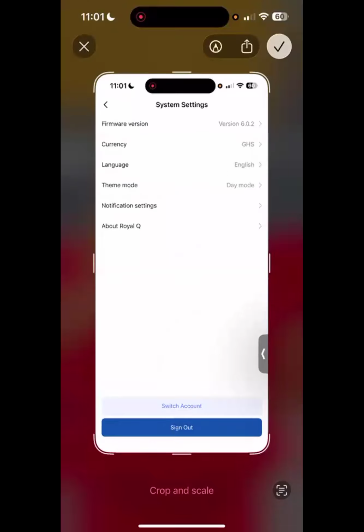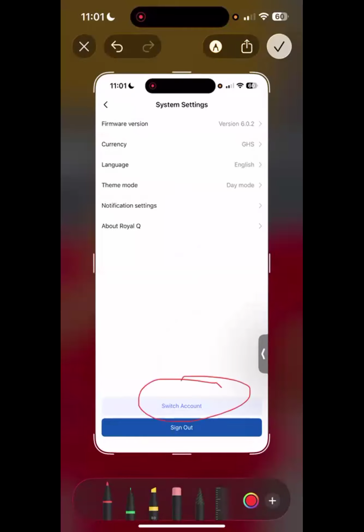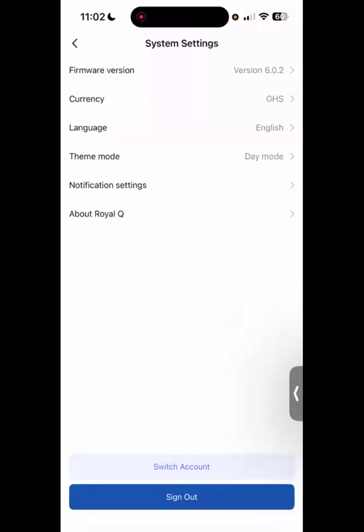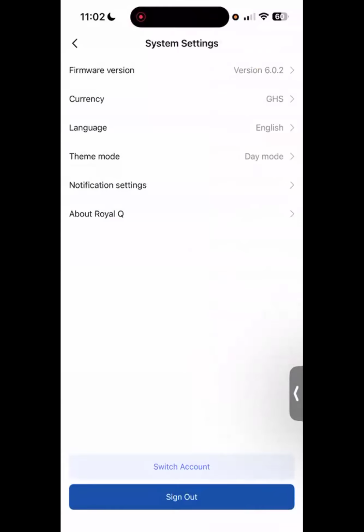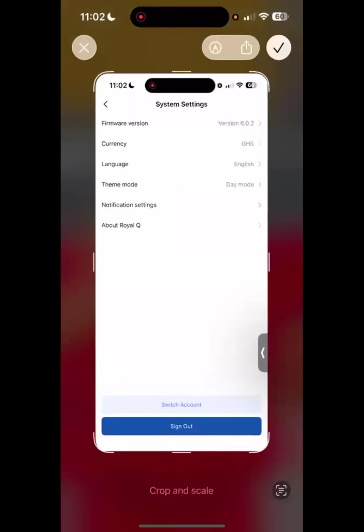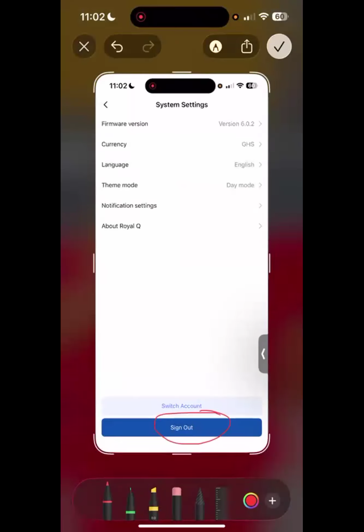The last thing I want to talk about is this button, switch account. Let's say, for instance, you are managing your husband's account, your sister's, your brother's, wherever. You just tap on switch accounts, then you change respectively to those accounts. If you sign out, once you want to sign in again, you would need to log in. But with switch accounts, once you log in, you don't need to be logging out and logging in again. It saves you all the stress.